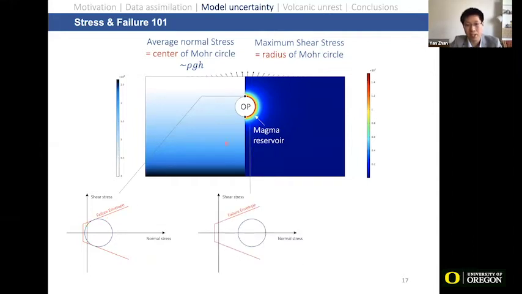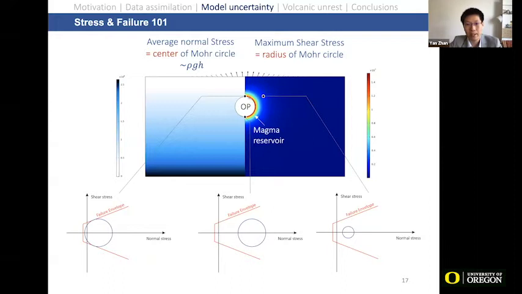At the same condition, at the bottom of the magma reservoir, it has the same shear stress, so it has the same radius. However, the center of the Mohr circle is far away from the envelope, since it's deeper and has a higher normal stress.